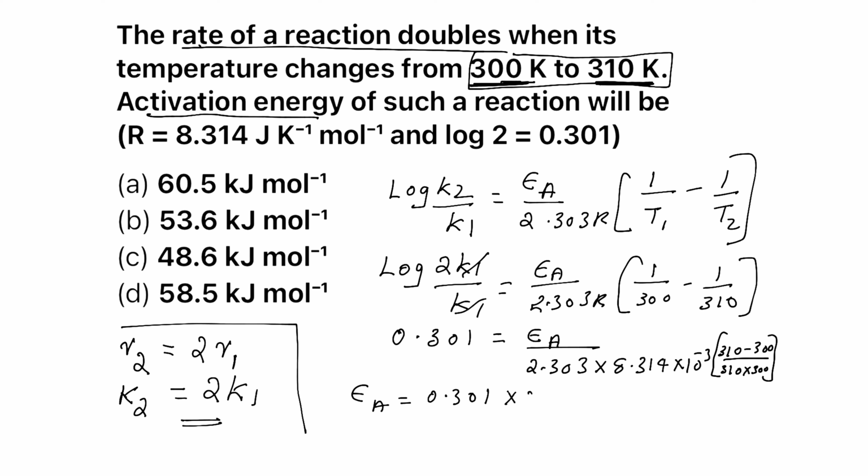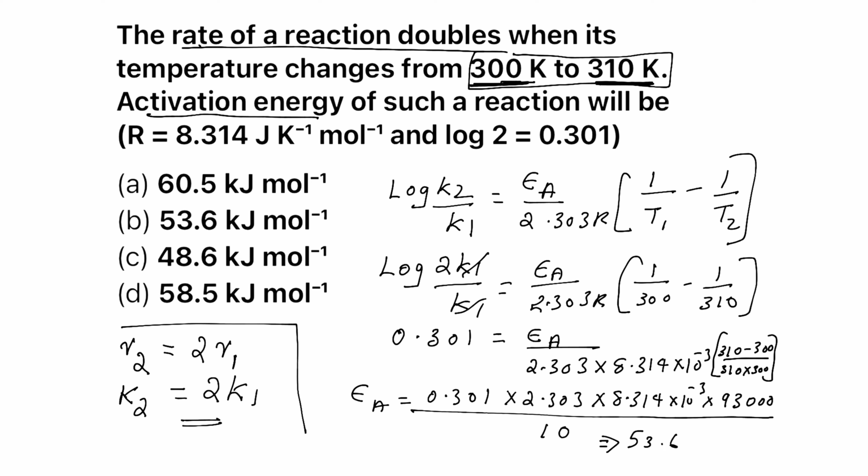0.301 into 2.303 into 8.314 into 10 raised to minus 3 into 31 into 3 is what? 93,000 by 10. Now it is your task. You have to substitute all these values and finally you will be getting 53.6 kilojoule per mole. So this is our answer, okay?